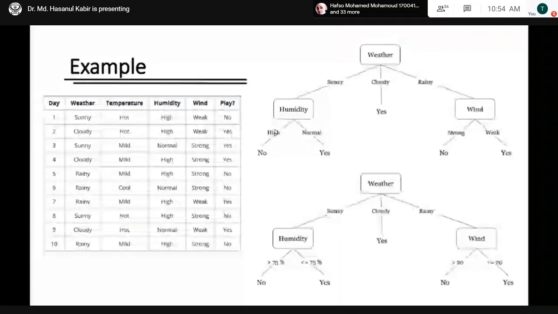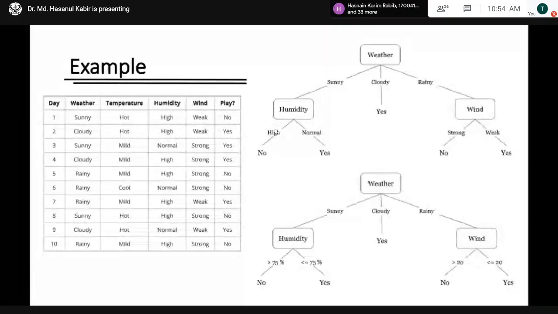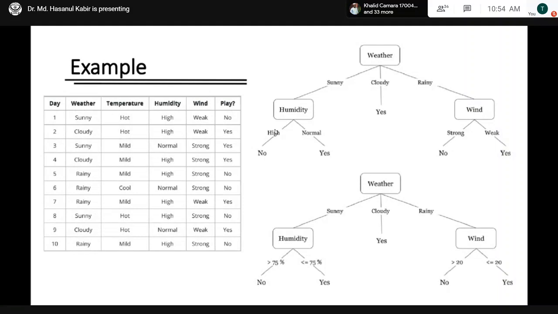Humidity is an internal branch. Once you have followed the high branch, you reach a node. At that particular node, what is the impurity value? The impurity value is 0. And once you have reached an impurity value of 0, do we need to do any further splitting?